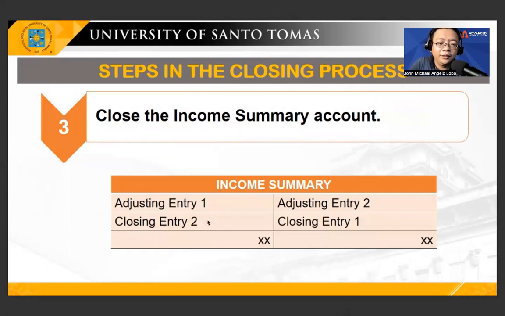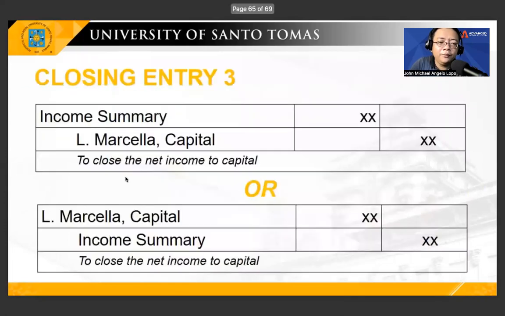Adjusting entry 1, closing entry 2. So, paano yun? Halimbawa, you have a debit balance. Okay? So, malamang debit credit yon kasi may net income. Lahat daw yan ay isasarado natin sa capital. That's why we debit here income summary and credit here L Marcela capital. Okay? Or pag net loss, okay? Dapat net loss to. So, because we deduct it with the L Marcela capital and we have our income summary. Okay? Alright.